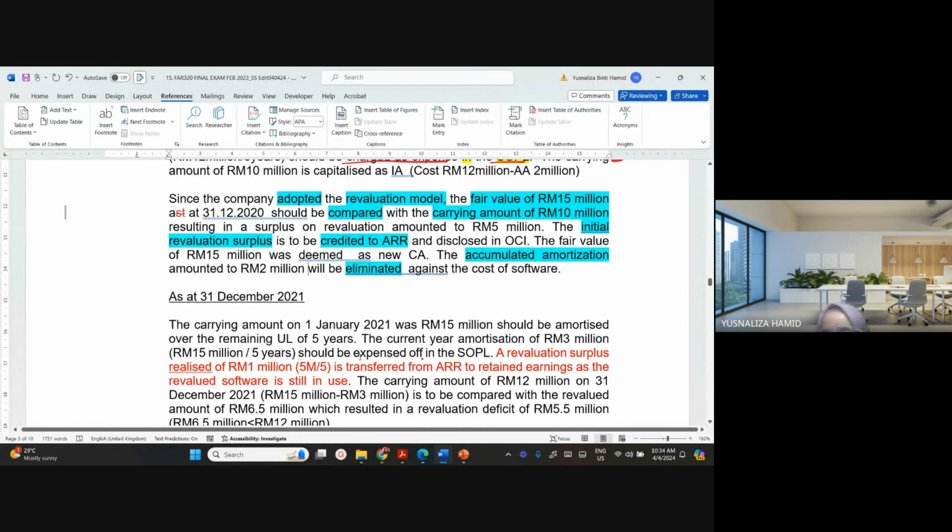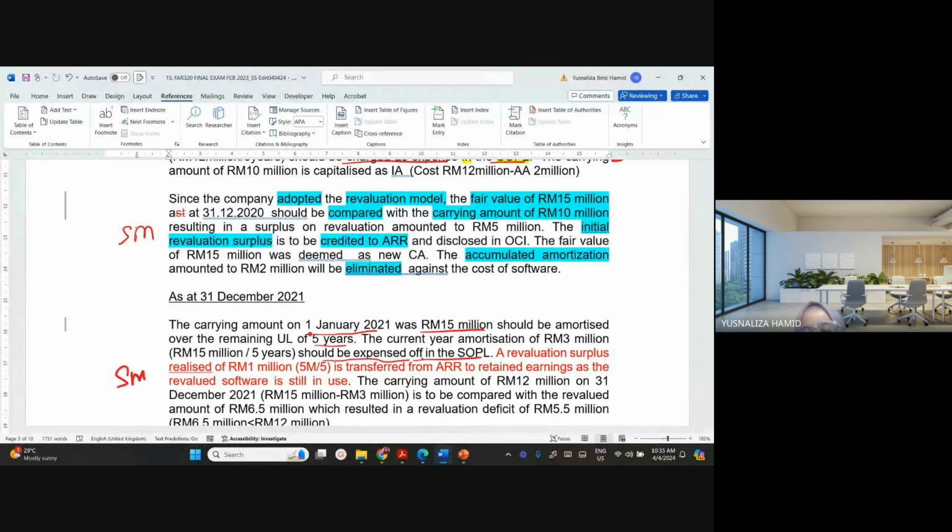You just have to go straight away to subsequent measurement. Okay, subsequent measurement. This was also subsequent measurement, but this was subsequent measurement in the previous year. So the carrying value at the beginning of the year, how much? It was actually 15 million, which is the previous fair value. That should now be amortized over the useful life of 5 years. Remember just now the amortization is 3 million that we calculated. So you need to explain what has to be done with that amortization. Expense it off in the SOPL for 2021.